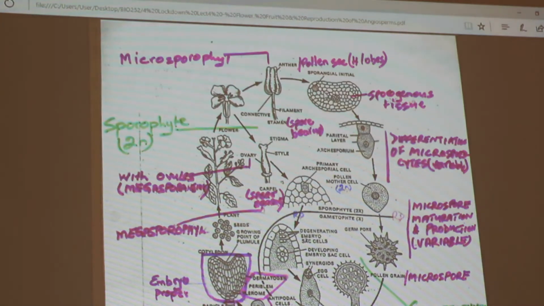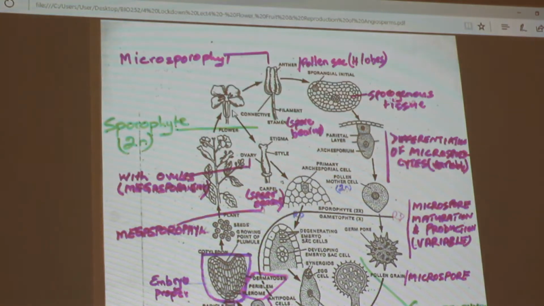It is mainly differentiation in the anther to give us diploid cells, and these diploid cells will undergo reduction division to give us microspores or haploid cells, which we call pollen grains. We'll come back to the development of the pollen grain later. So you are familiar with the pollen grain.